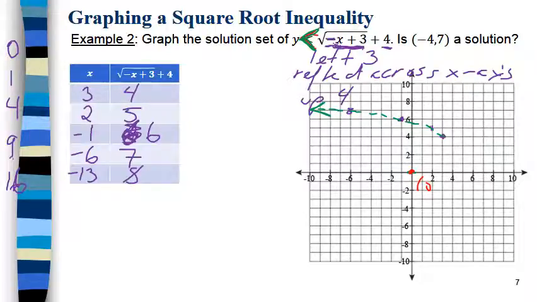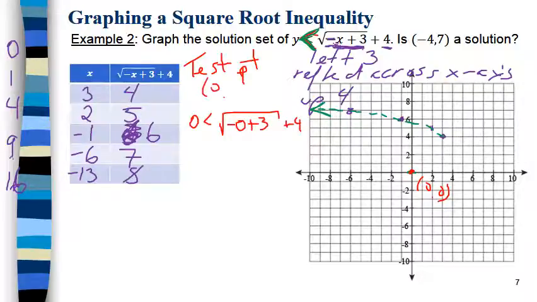0, 0 is always the easiest test point. So I'm going to pick 0, 0 and then put that in. So 0 should be less than the square root of negative 0 plus 3, plus 4. So my test point is 0, 0, and I put that in for my x, y values. So 0 should be less than the square root of 3 plus 4. The square root of 3 is between 1 and 2, but certainly that is greater than 0, so that would check out, which means that this could be a solution.